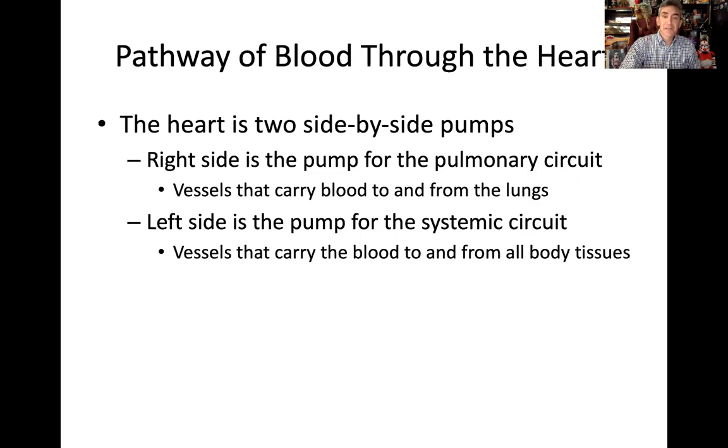The left side is going to be the pump for the systemic circuit, for the whole body system, right? So vessels that carry blood to and from all body tissues. So we have basically two simultaneous pumps, but they're going to have a very, very different task, right? So very, very different workload. So the right side from the heart to the lungs and back, the left side from the heart to the whole body and then back.